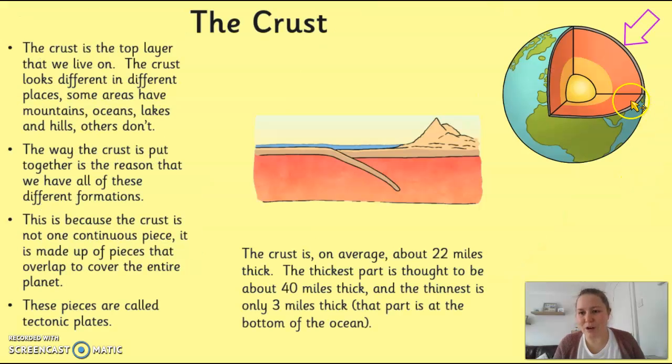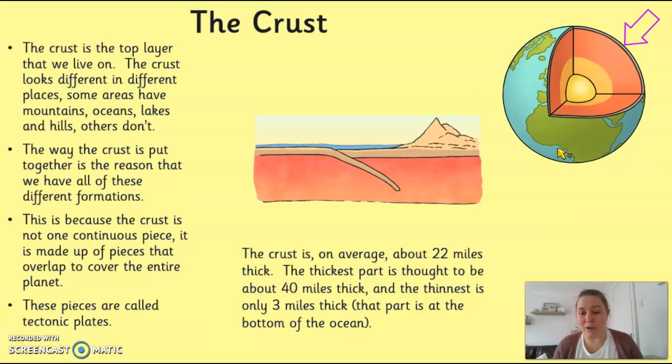So, the crust. The crust is the outside layer, the bit that you can see with green and blue, with the land and the sea, the bit that we live on. Okay, it's different in different areas to others. So some parts of it are ocean, some parts of it are mountains, some parts of it are flat land, and it's all formed in slightly different ways.